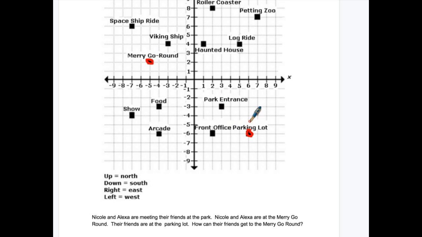Or I could say travel north 8 units or 8 spaces and travel west. See, where was I? I'm at 6. So there's 6. And 5 more, 11 spaces. So you could go up eight spaces. And you could go west 11 spaces. Okay, or I could go west and then I could go north.